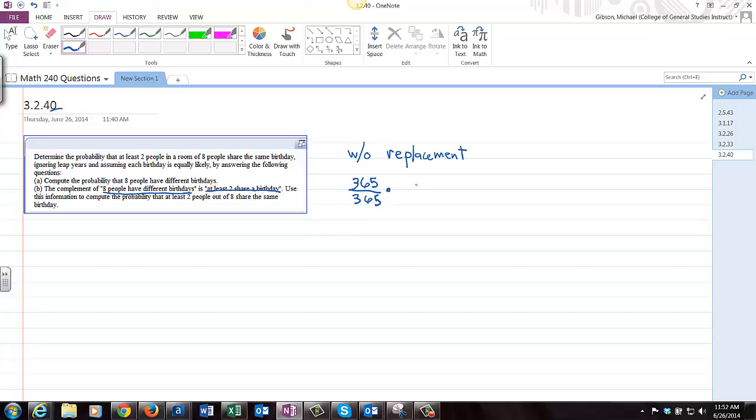All right? Second person you pick. Well, if they're not going to match anyone before, then the second person can be any day except the day of the first person, right? So 364 out of the 365 days in a year will work. Third person can't match either one of the first 2, so that just eliminates 2 days, so we're down to 363 days out of the 365 days in the year. And this pattern just continues for all 8 people.